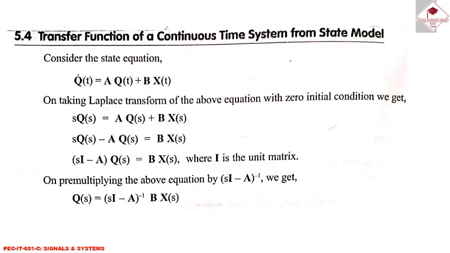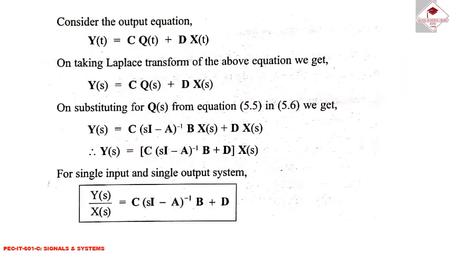So to obtain the transfer function of a continuous time LTI system, you have to use the Laplace transform. Transfer function means basically output by input. So next we have to obtain the output equation, that is y(t) equals C q(t) plus D x(t). Again I have to take the Laplace transform, so it becomes Y(s) equals C Q(s) plus D X(s). Now Q(s) you have evaluated previously, so we simply put the value over here, that is C into (sI minus A) to the power minus 1 B X(s), and this particular part as it is.